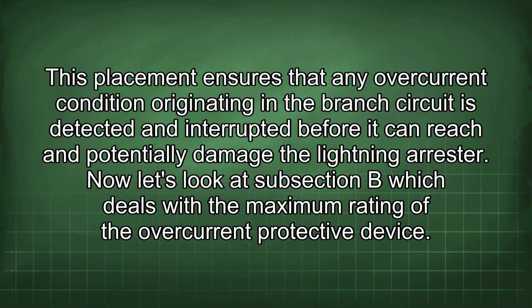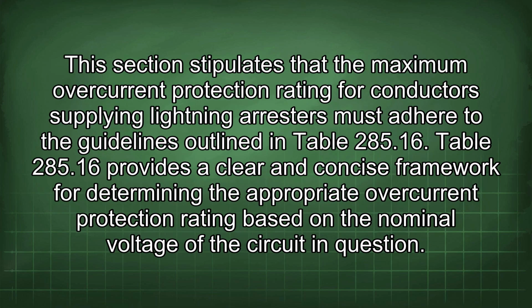Now let's look at subsection B, which deals with the maximum rating of the overcurrent protective device. This section stipulates that the maximum overcurrent protection rating for conductors supplying lightning arresters must adhere to the guidelines outlined in Table 285.16. Table 285.16 provides a clear and concise framework for determining the appropriate overcurrent protection rating based on the nominal voltage of the circuit in question.